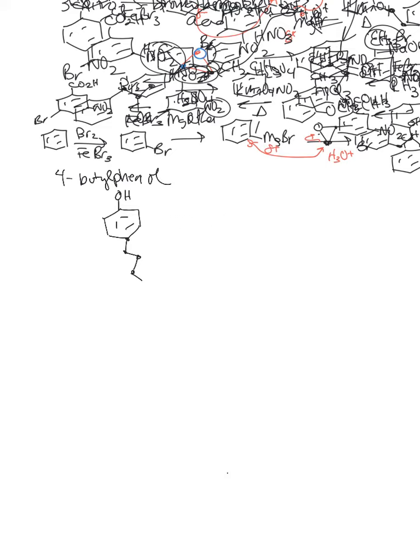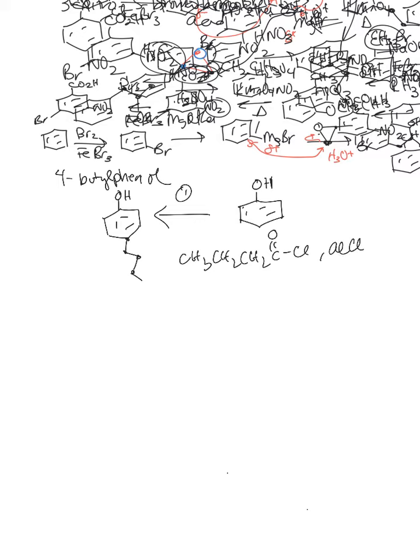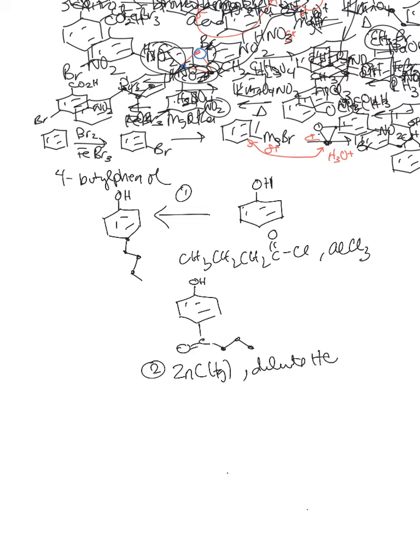So what I would do, well, once again, I'm going to start with a phenol. I know it says benzene or toluene, but I think you can buy phenol, and it's so cheap, so I'd say just do that, and then react it with CH3CH2CH2 acid chloride and aluminum trichloride. It's a para director, and it's a Friedel-Crafts. So you got 1, 2, 3, 4. And then the second thing I would do is a Clemmensen reduction, which is just zinc with some mercury and dilute HCl. And that would give you your product.